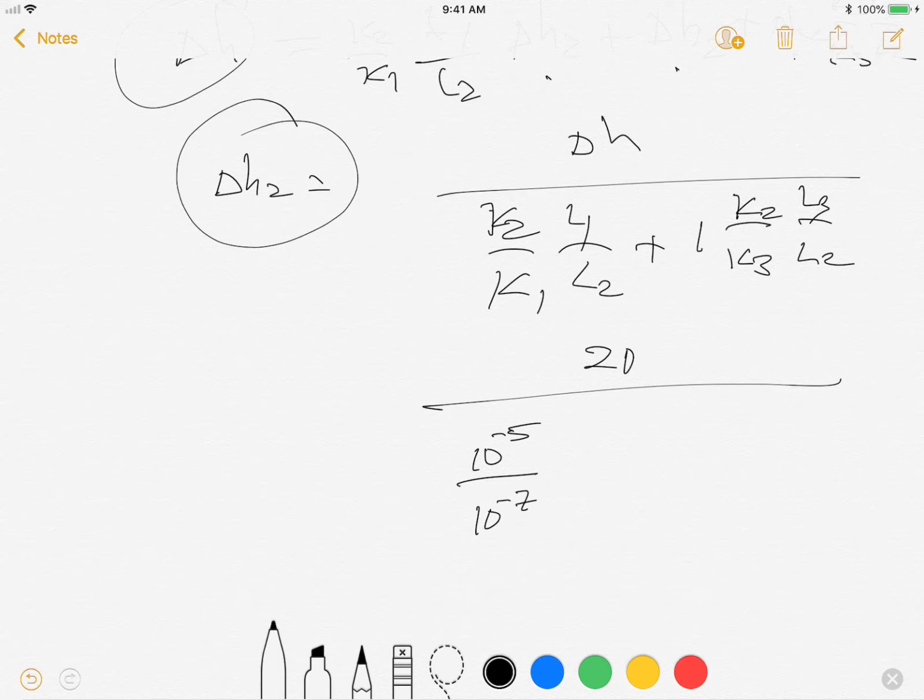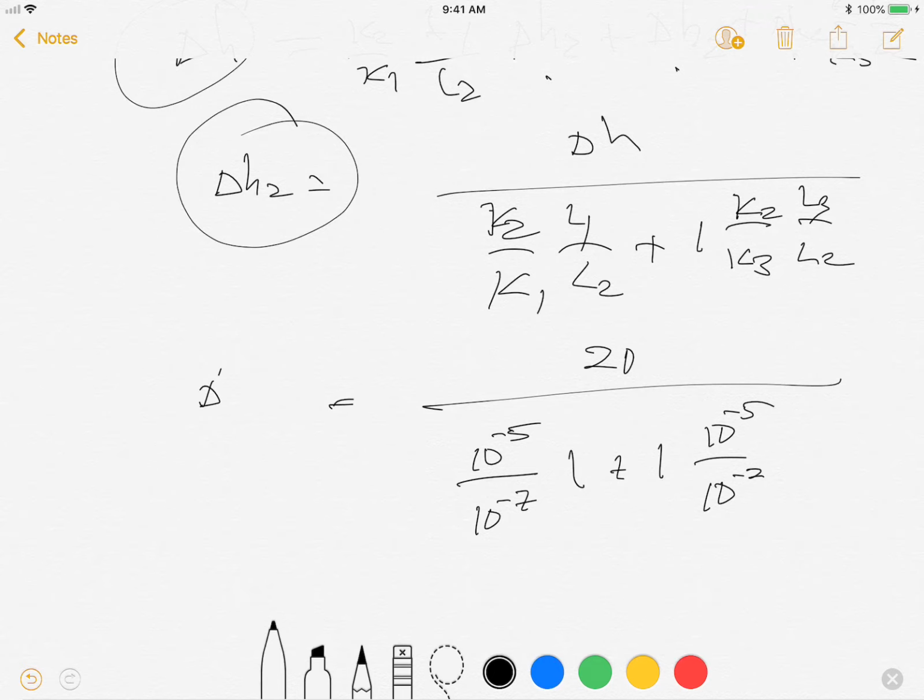L1 and L2 are the same, so that's just going to be 1 plus 1. And then we've got K2. K2 is just 10 to the minus 5th. And then we've got K3, which is going to be 10 to the minus 2. Okay. And so what's going on here?